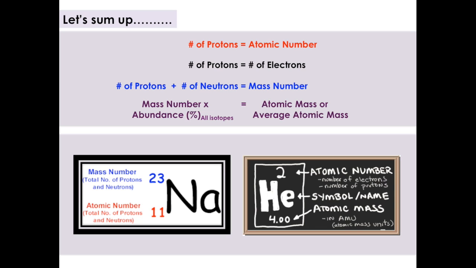There are 2 ways that we can notate this. The first one on the left is usually for isotopes. We'll write the symbol and on top the mass number, at the bottom the atomic number. On the right-hand side is the notation for the periodic table. In the center the atomic symbol, on top the atomic number, and at the bottom the atomic mass.